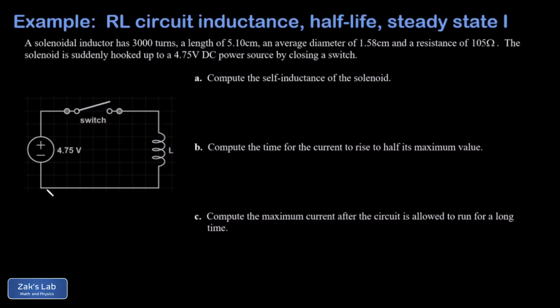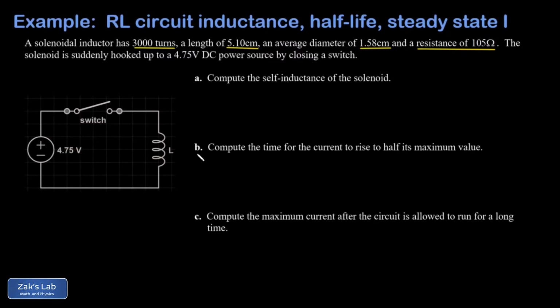In this video, we're looking at an LR circuit. Now, it may not look like there's a resistor there, but I'm including an internal resistance of this inductor coil of 105 ohms. And we're told the specs on this coil. It has 3,000 turns. It has a length of 5.1 centimeters, an average diameter of 1.8 centimeters. We're going to use those specs to compute the inductance of the coil.